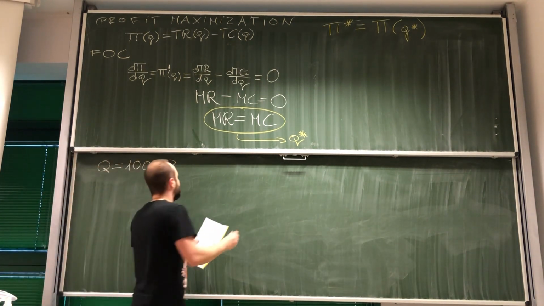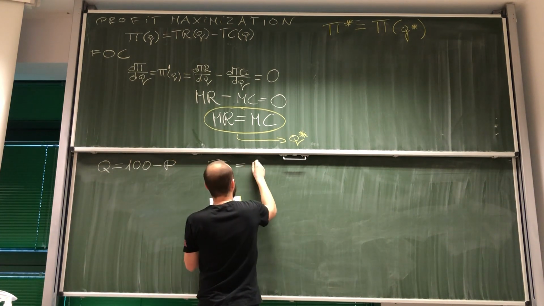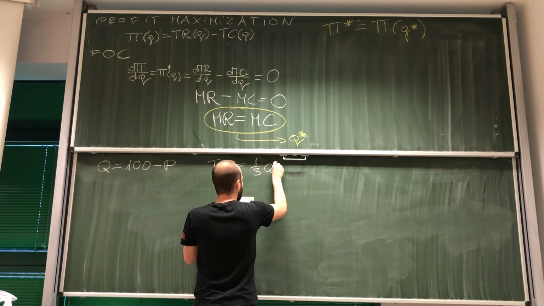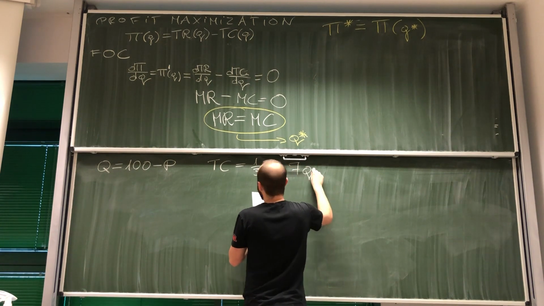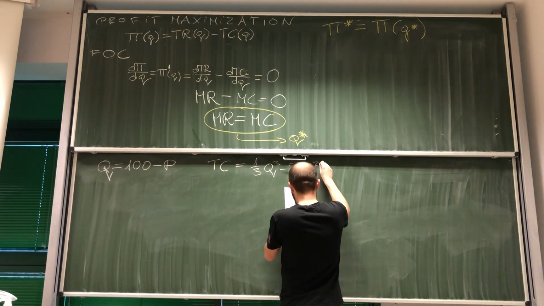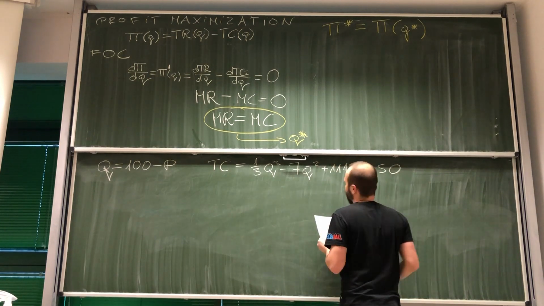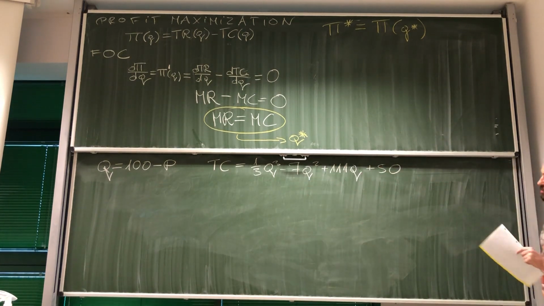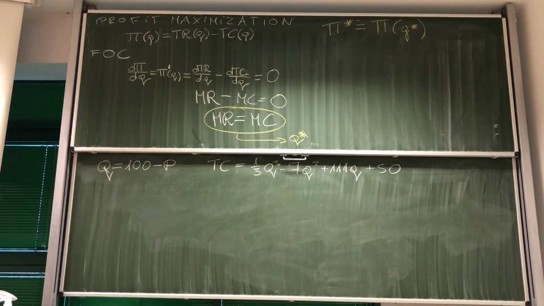Then the total cost of the company is given by 1/3 q cubed minus 7q squared plus 111q plus 50. Okay, this specific form of the total cost is not coincidental, but about that a little bit later. Let's for now focus on the second part.